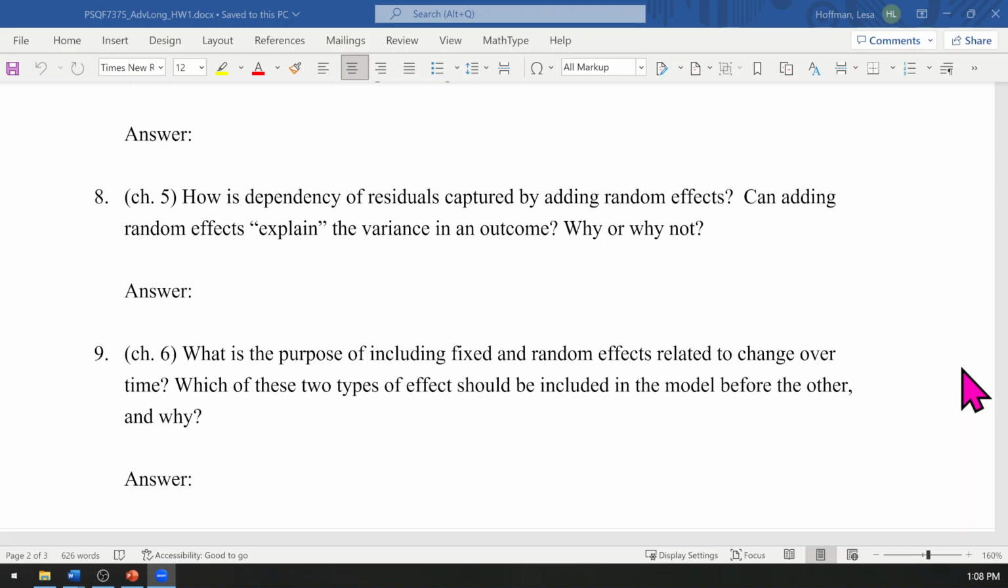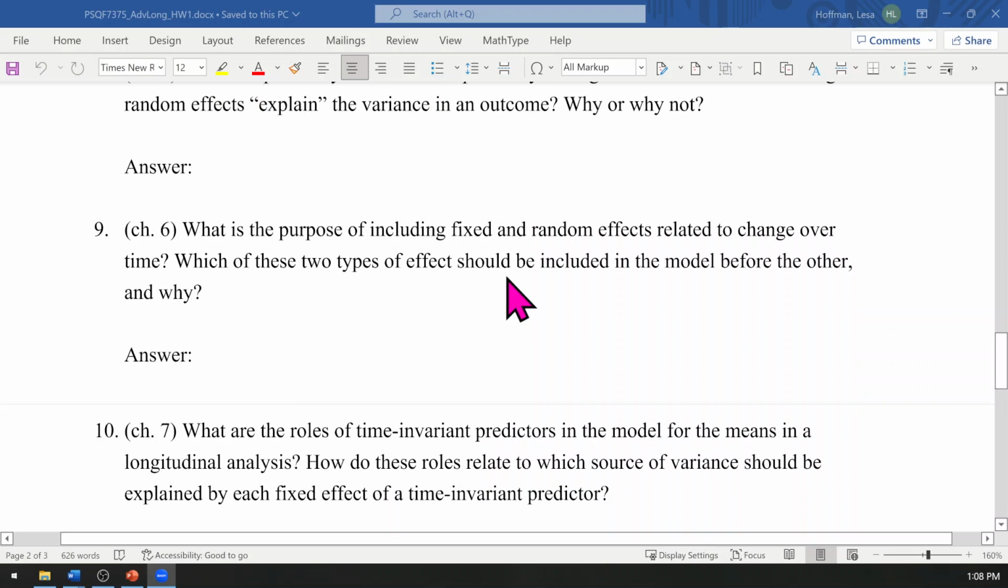What else? Are we ready to move on to the next one? Yeah, all right. What is the purpose of including fixed and random effects related to change over time? So what kind of research question, or what is the goal? Let's say if you add fixed effects of time, what are you trying to do or capture?